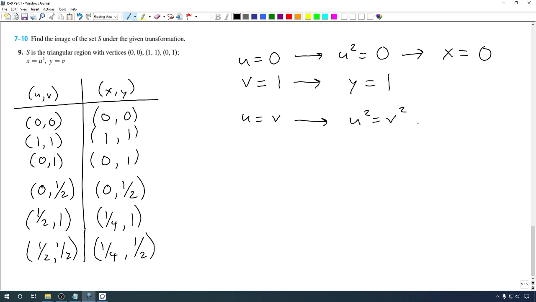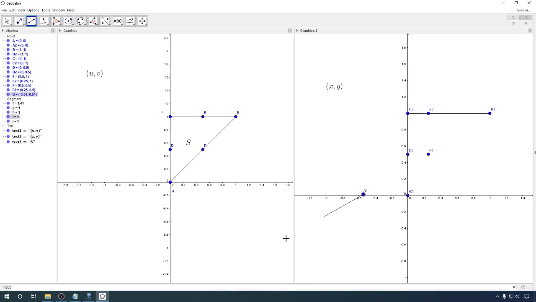So u squared equals v squared. Well, u squared is x. V squared is not y, but v is y, so v squared is y squared. So the line u equals v corresponds to the curve x equals y squared. So if we go ahead and plot that, oops, I did not want that. If I plot x equals y squared, it goes ahead and puts in this parabola. It is a sideways facing parabola.